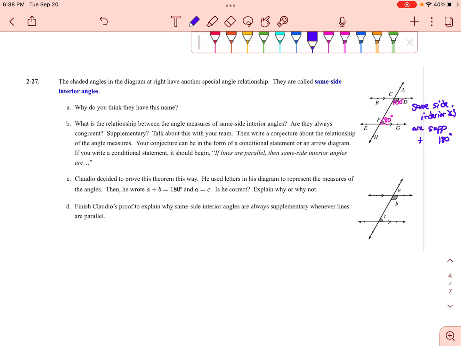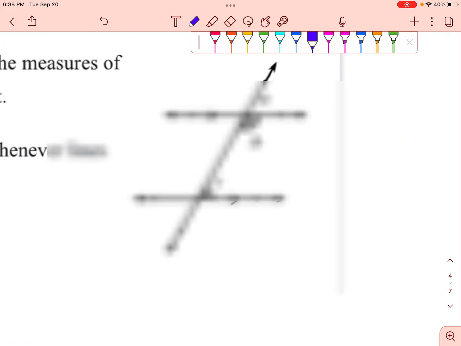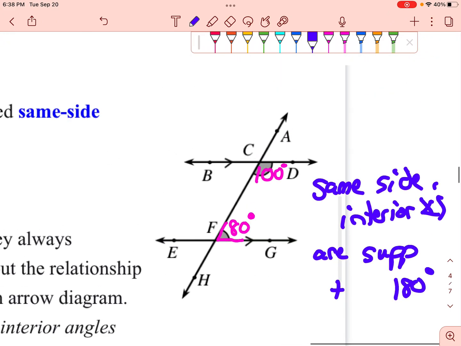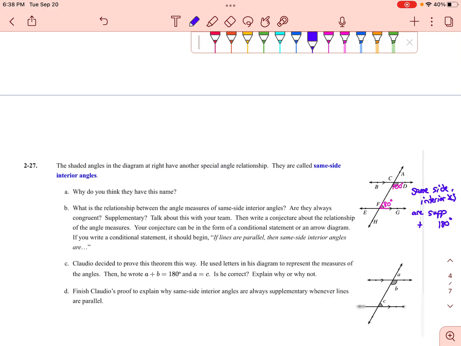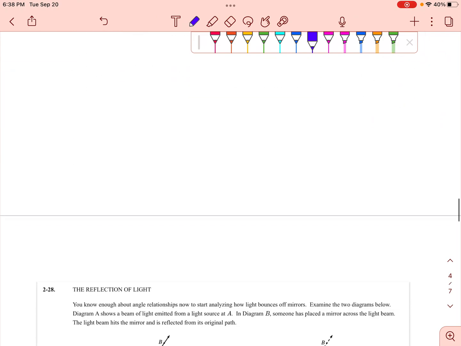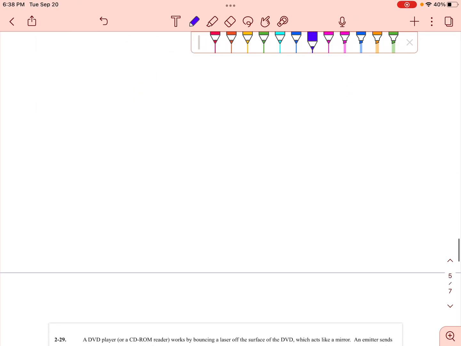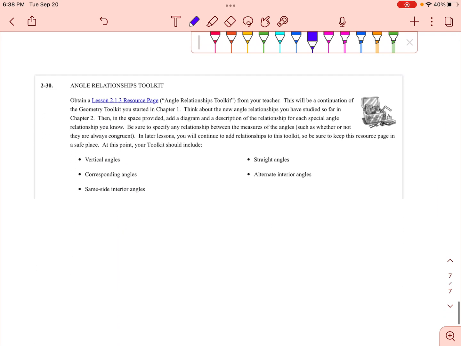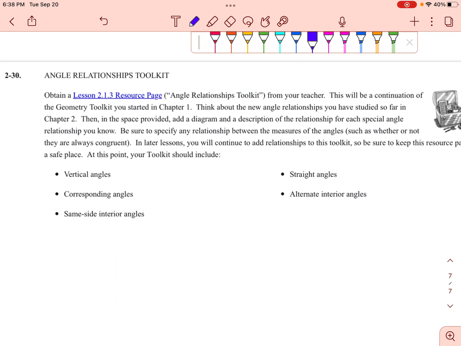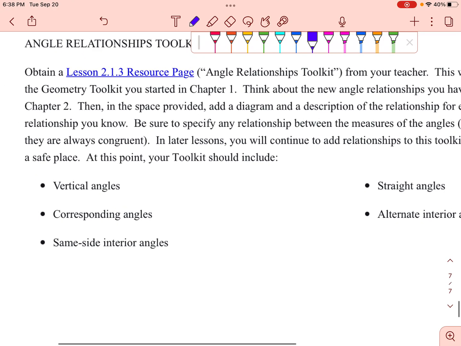Okay, so again, in your notes, you're going to draw a picture that looks like this, and you're going to put same side interior angles are supplementary. So they add up to 180 degrees. Okay, and then we're going to skip 28 and 29, and we're going to go right to this. Okay, 2-30. In your notes, I want to make sure you have this.